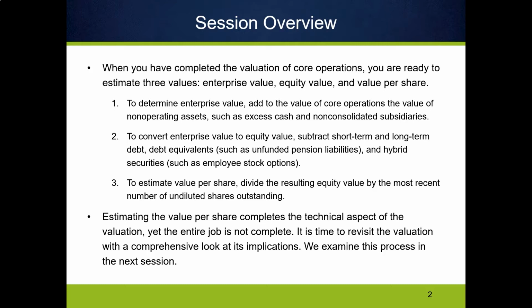Then, because we're often interested in what portion of the firm is owned by its equity holders, we'll talk about what we need to adjust from enterprise value to come down to equity value. And basically it means we need to subtract anything that the firm owes to someone else. Right? So debt equivalents, which are things that look like debt but aren't called debt.